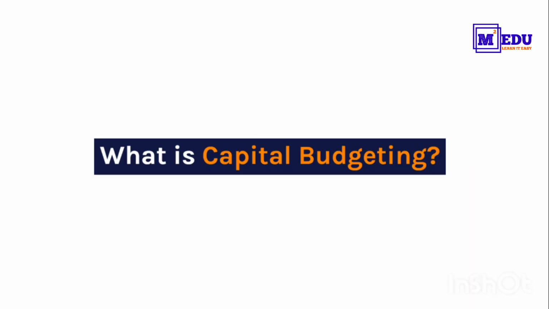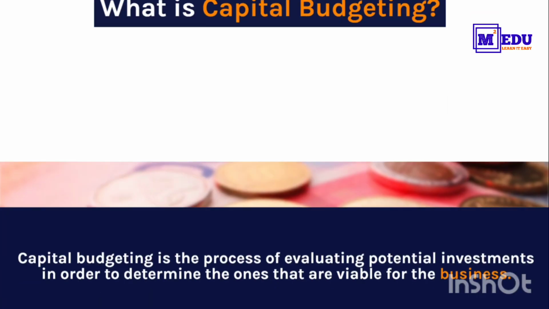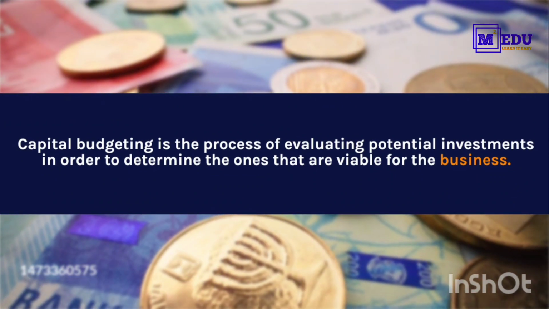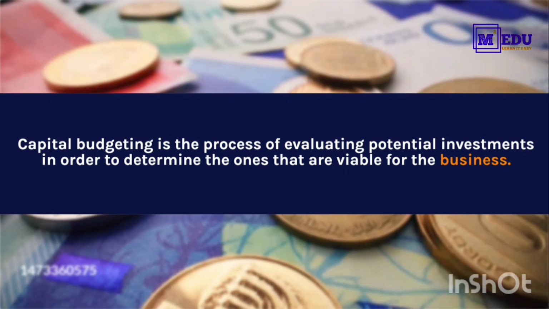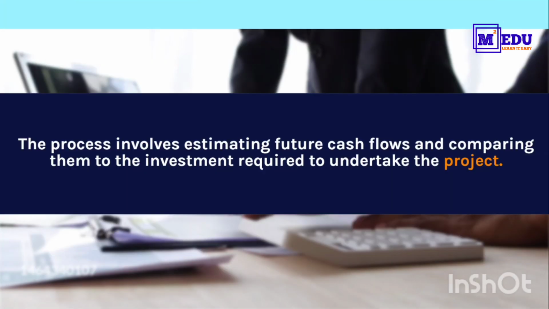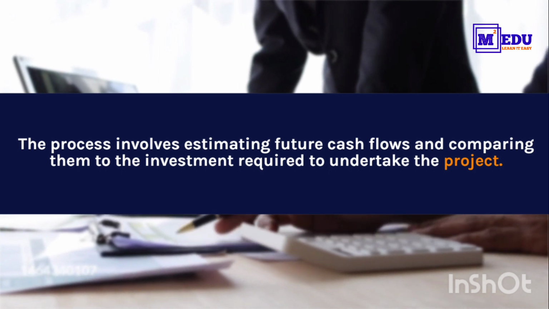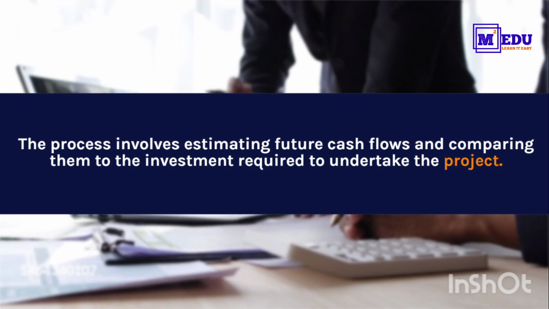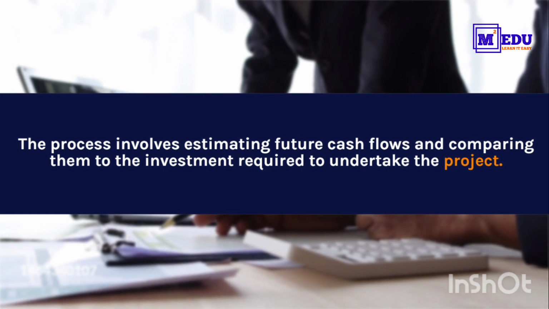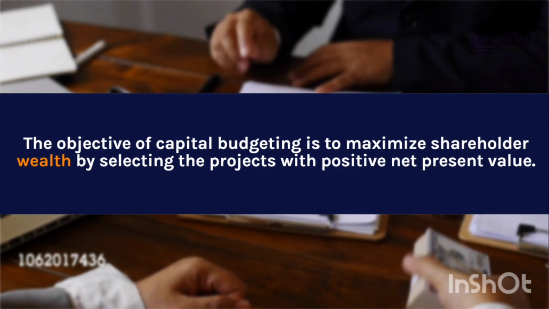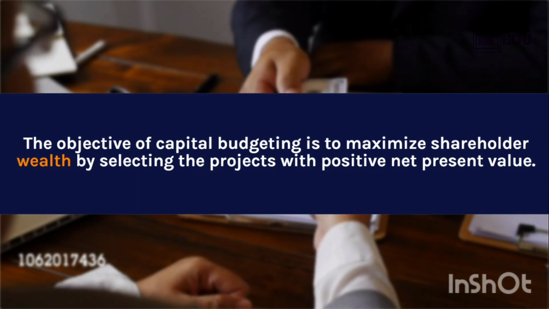What is capital budgeting? Capital budgeting is the process of evaluating potential investments in order to determine the ones that are viable for the business. The process involves estimating future cash flows and comparing them to the investment required to undertake the project. The objective of capital budgeting is to maximize shareholder wealth by selecting the projects with positive net present value.